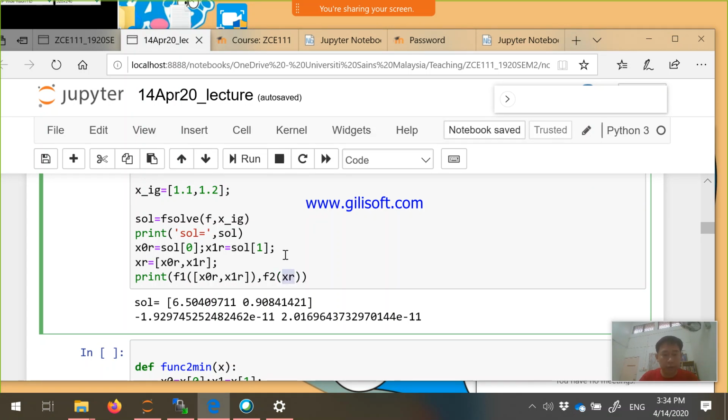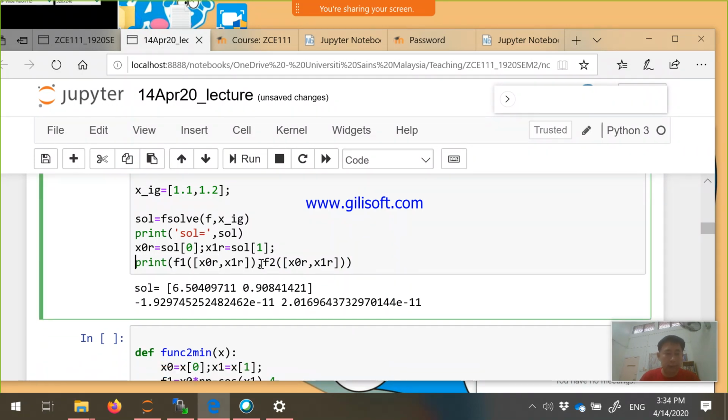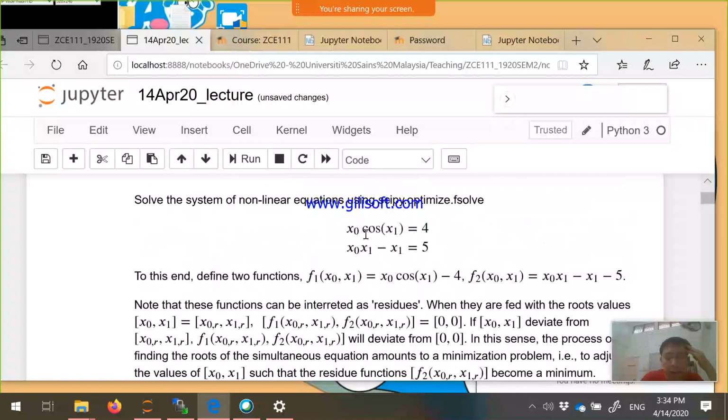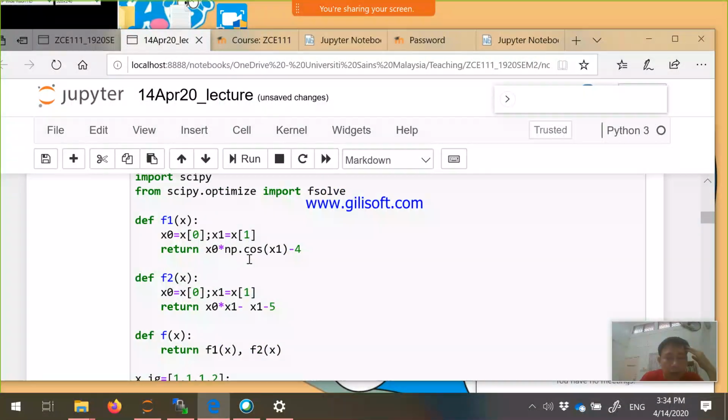I think this should also work as well. Okay, so yeah, it works as well. Okay. So this is how you evaluate the f function, f1 function, f2 function at the values of the root. So this has found, right? So the answer is that in order to fulfill this simultaneous equation, what is the values of x0 and x1? So this is how you construct the code.